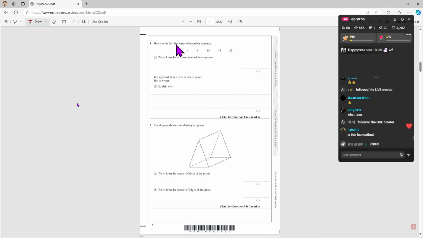Here we have the first 5 terms of a number sequence. 3, 8, 13, 18, and 23. Write down the next 2 terms of the sequence. We have to write down the next 2 terms of the sequence.